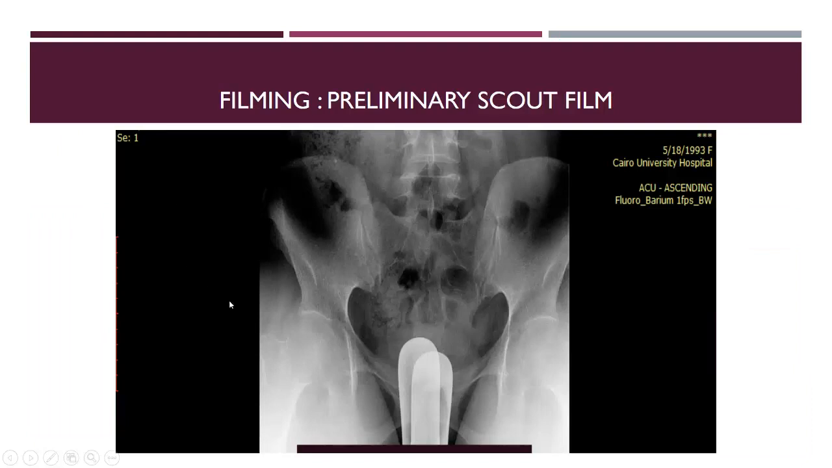This preliminary scout film is very, very important in order to rule out if there is any abnormal opaque shadow in the pelvis and in order to adjust the dose. Of course, when we do it under fluoroscopic control, with the DICOM viewer we can adjust the brightness and contrast. But the main aim is to exclude the presence of opaque material.